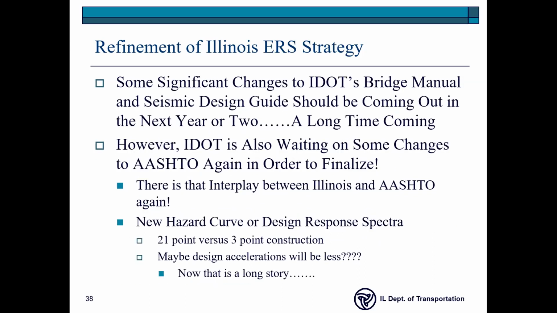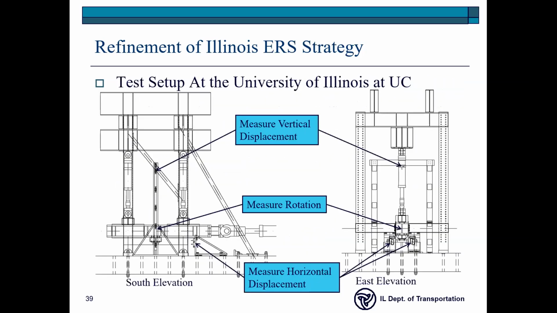And so there will be some changes coming out in our refinements to our strategy in our bridge manual and our seismic design guide in the next couple of years. But it turns out that AASHTO is in another cycle of coming up with some more design provisions. So we're kind of waiting to be in concert with them over the next year or two. So this will eventually come along over the next couple of years, with all the stuff that AASHTO is working on and the stuff that we've been working on. So it's sort of like a second iteration on both the local and the national level.